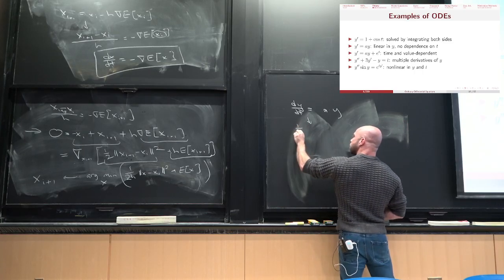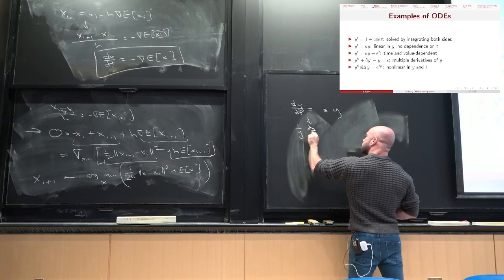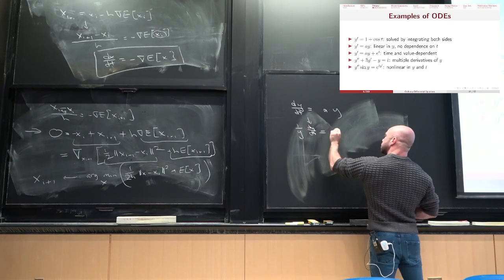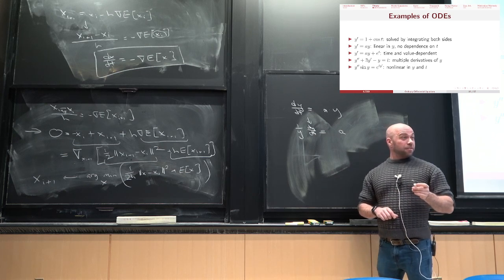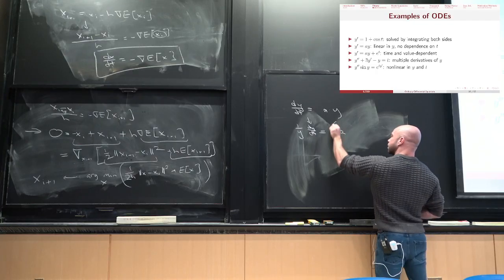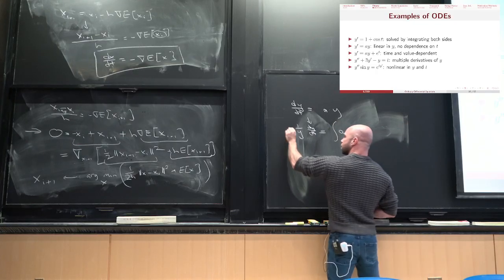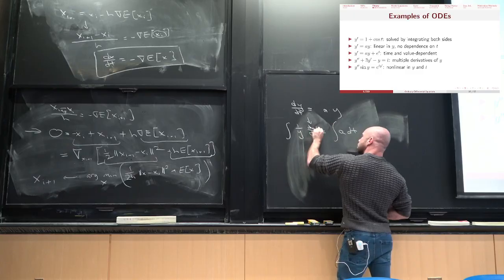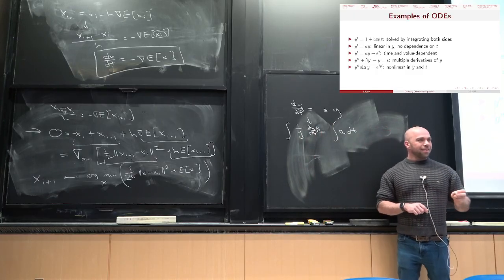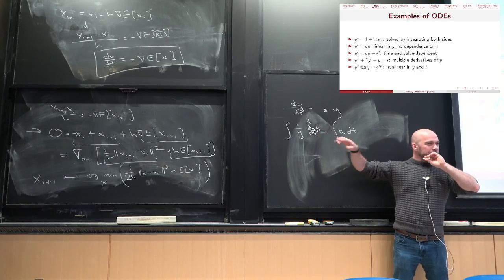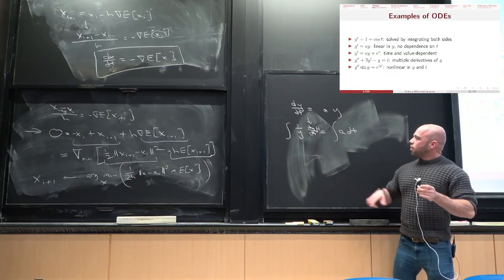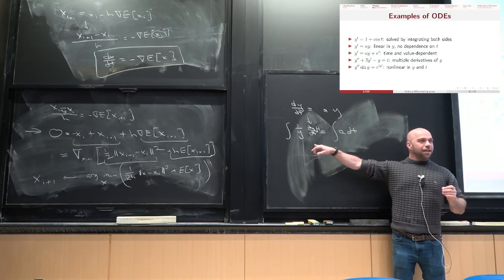We get 1 over y dy/dt equal to a. And now what can we do? We can integrate both sides with respect to t. Notice that these dt's cancel, and that's not just a notational thing, they really do, from the change of variable formula. What's the integral of 1 over y?